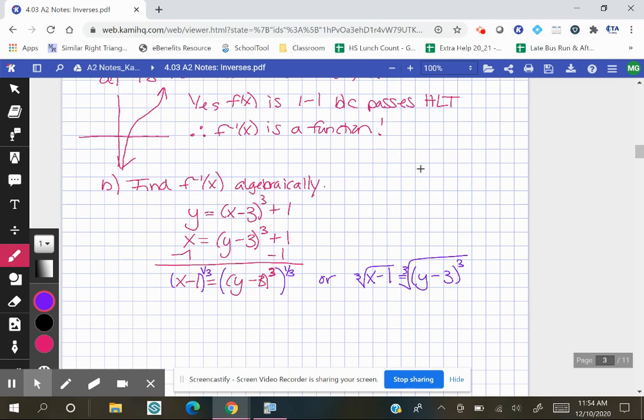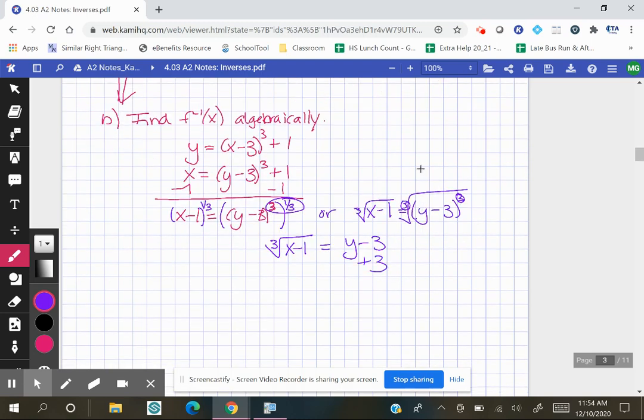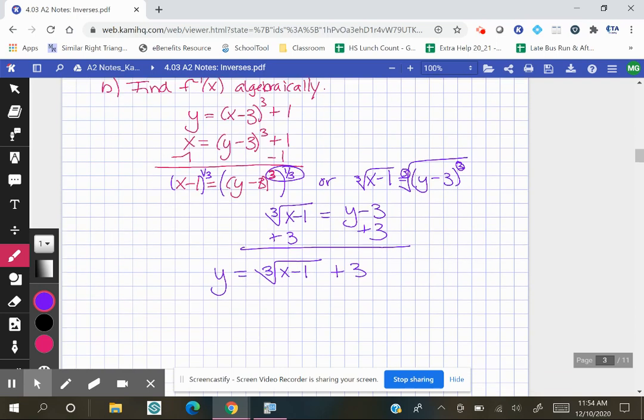And if we do that, we will be left with, either way, the cube root of x minus 1 equals, so here these cancel out, the cube root of the something cubed cancels out, we're left with just y minus 3. So then just add your 3 over to the other side. We can't put it under the cube root because we're not taking the cube root of that. So it'd just be the cube root of x minus 1 plus 3, and that equals y.